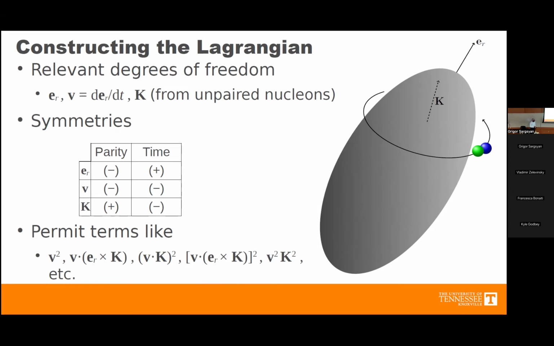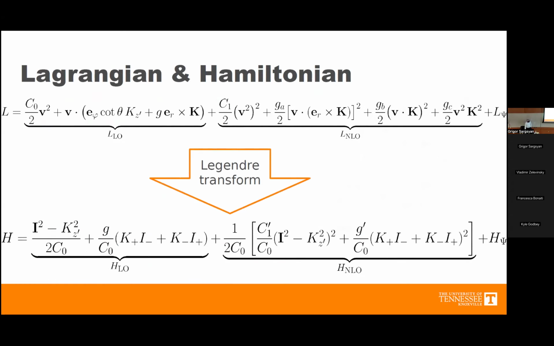So for instance, K squared terms would be permitted in the Lagrangian that we have here. Any of those terms that are just K squared, we would really lump in with this sort of L psi, or sorry, over here. I see. Because those are solely dependent on the unpaired proton and neutron, rather than rotations associated with that. I see. Okay, interesting.